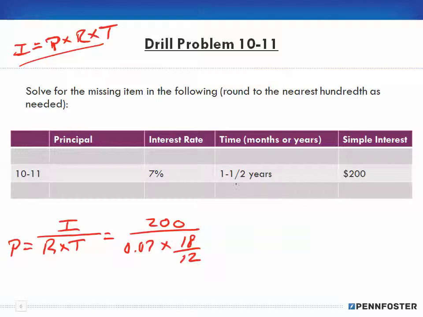And that's why I went and said, okay, 1.5 years, I'm converting that to 18 months, and I'm putting it over the 12 to represent 12 months in a year in order to keep that in a yearly time frame, or annual time frame, right? Because that's just a little bit of practice that you're going to have to do towards other problems in the future, okay? Keep that step in mind.